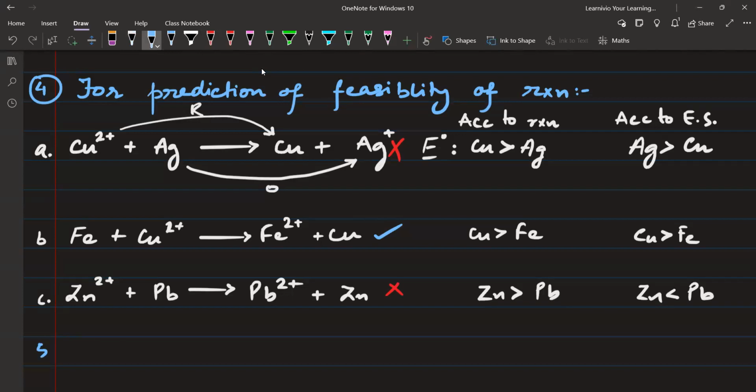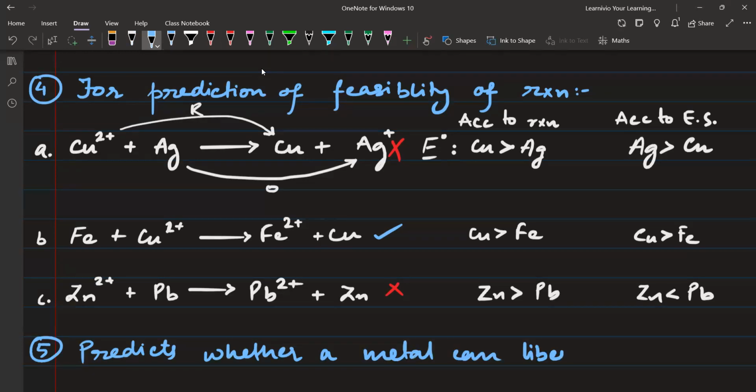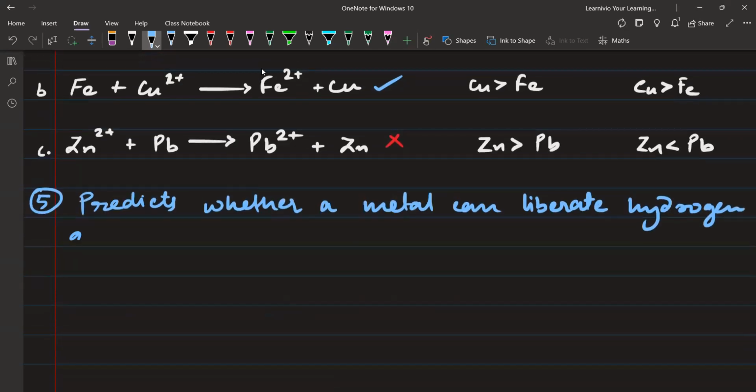Fifth, write: predicts whether a metal can liberate hydrogen gas from an acid. ठीक है, from an acid. ठीक है, नंबर 1.